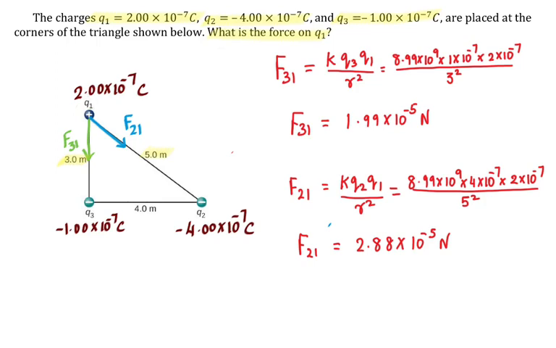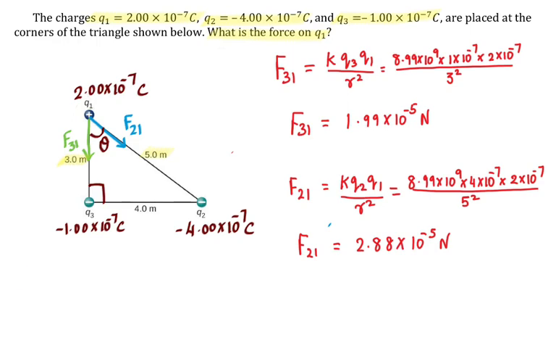Now we have got two forces which we have to combine and get the net force. So we can see that F31 and F21 make an angle which is not 90. That means we cannot use the Pythagoras theorem to combine it. So we need to first find the angle, which is theta in this diagram.